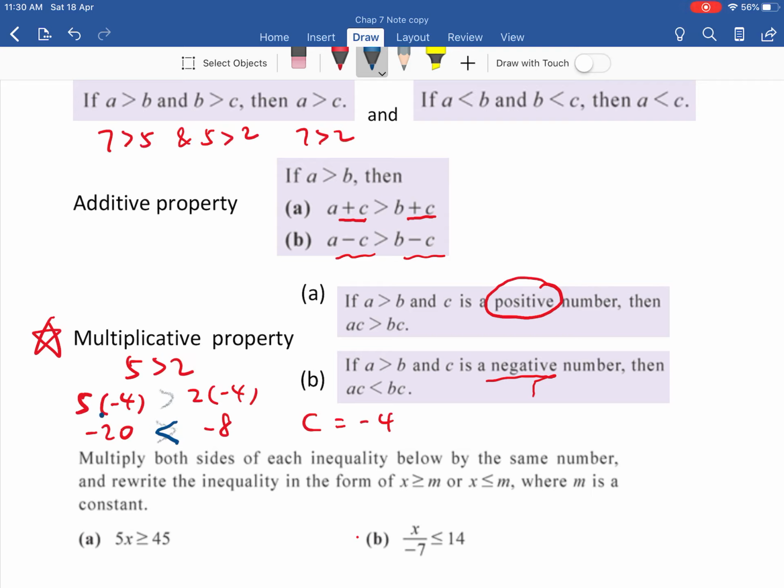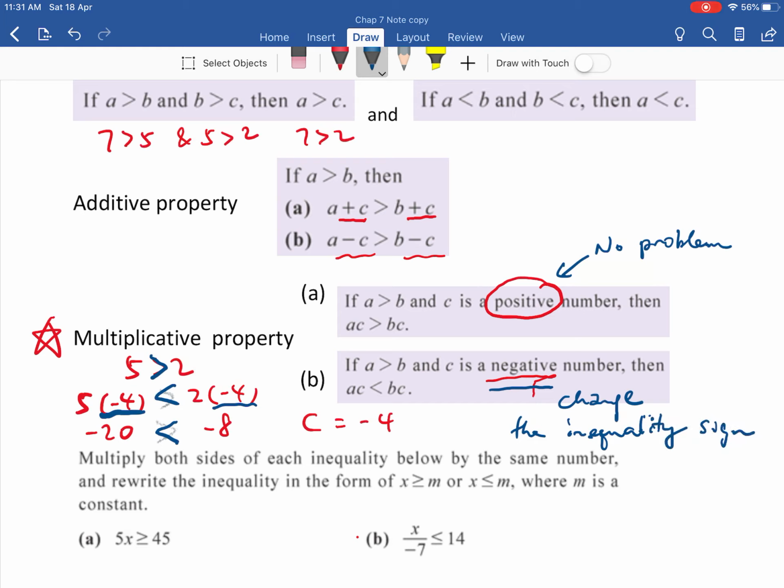So what's happened is that whenever you multiply by a negative number, that is a negative C, the inequality sign changes from greater than to smaller than. Okay? Make sure that this is very important. If positive, then no problem, okay? No problem. If negative, you have to change the inequality sign. Okay? Make sure that you understand this.